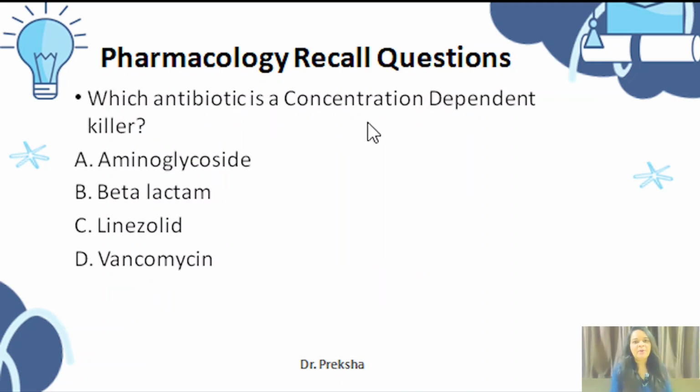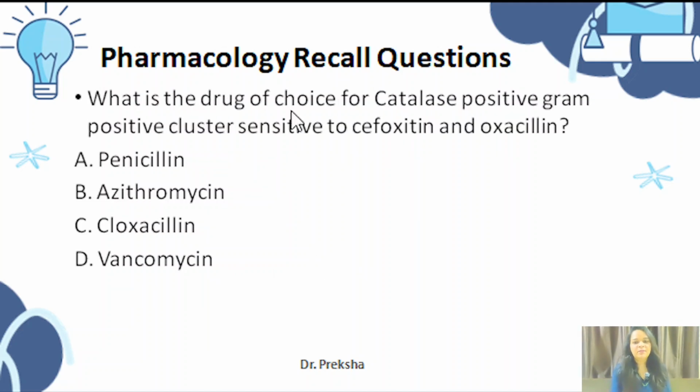Which antibiotic is a concentration dependent killer? Aminoglycoside, beta-lactam, linezolid, and vancomycin. Answer here is aminoglycoside. Very easy question. What is the drug of choice for catalase positive, gram positive, cluster, sensitive to cefoxitin and oxacillin? Gram positive, cluster sensitive. So that means Staphylococcus aureus. Methicillin sensitive Staphylococcus aureus. So here answer will be cloxacillin. Rest of the options are not correct.